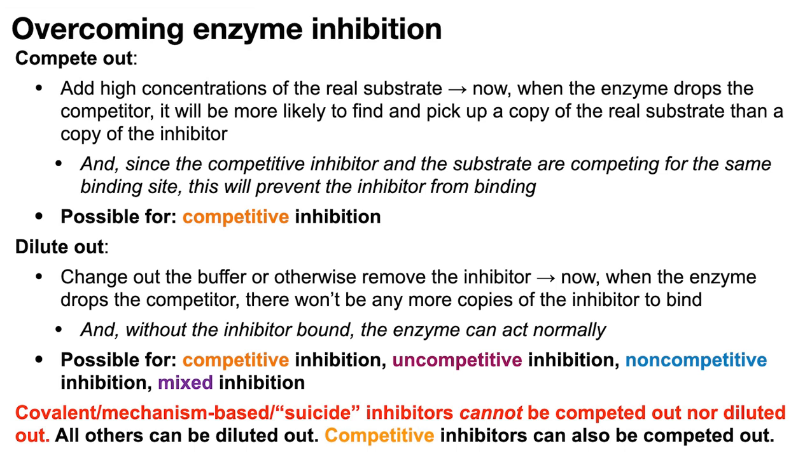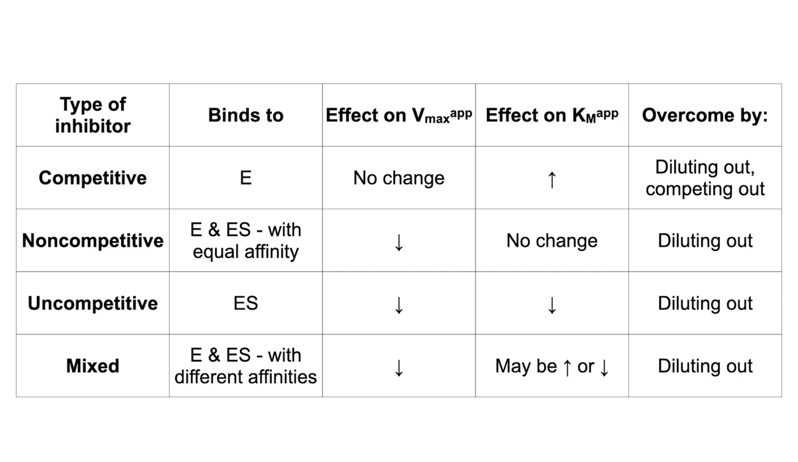So to summarize, competitive is going to bind to the enzyme alone. It's not going to change our Vmax apparent, but it's going to increase our Km apparent. Our non-competitive, this is going to bind to E and ES with equal affinity. It's going to take that enzyme out of commission. That's going to decrease our Vmax apparent. But if you're binding to E and ES with equal affinity, that's not going to change your Km apparent.